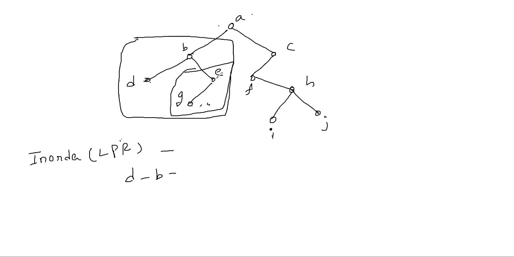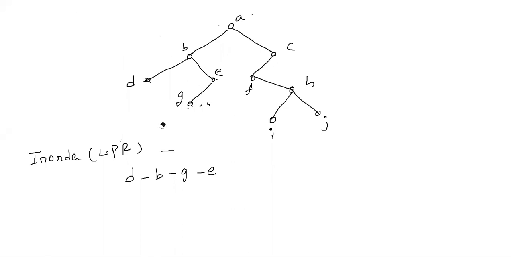Whose subtree? E subtree. E subtree, what is the left? LPR formula. What is the left? G. What is the parent? E. What is the right side for E? Nothing will be there. You stop here. So now this subtree is completed, and this also completed. So total left completed.